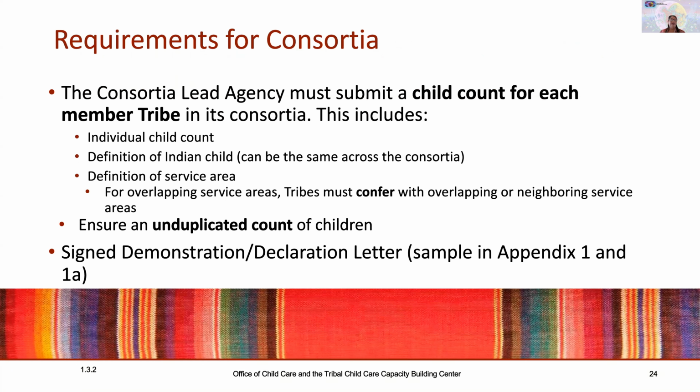The consortia lead agency must submit a child count for each member tribe in its consortia. This includes individual child counts, definition of Indian child, definition of service area. For overlapping service areas, tribes must confer with overlapping or neighboring service areas, ensure an unduplicated count of children, and a signed demonstration or declaration letter. And this is in sample in Appendix 1 and 1A. Sample 1 is for direct funded consortia lead agencies, and sample 1A is for 102-477 consortia lead agencies.